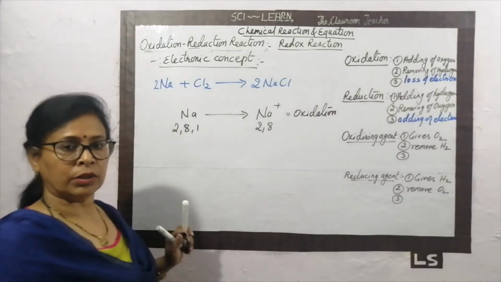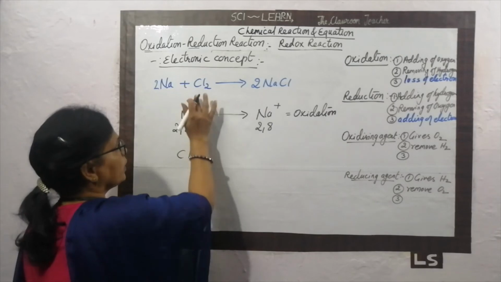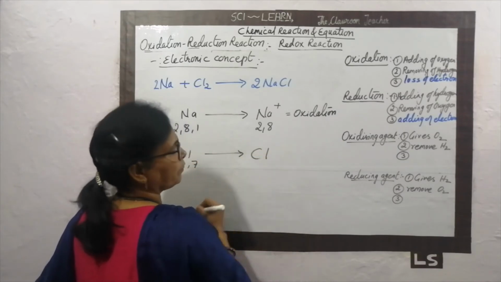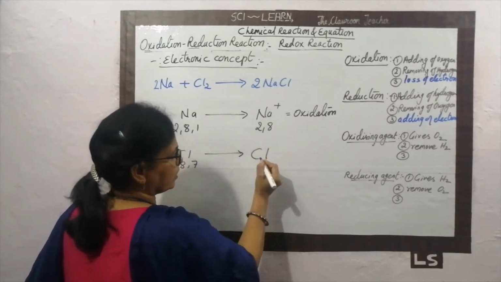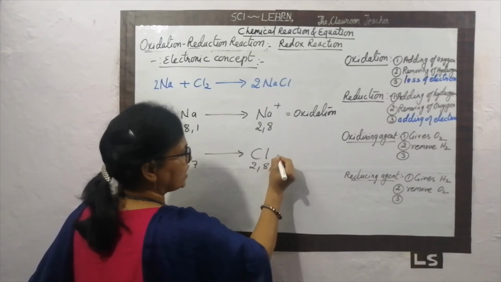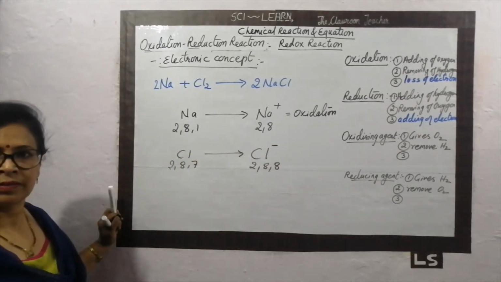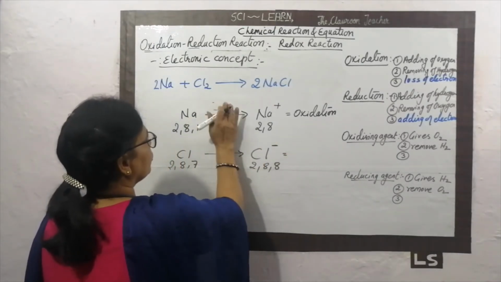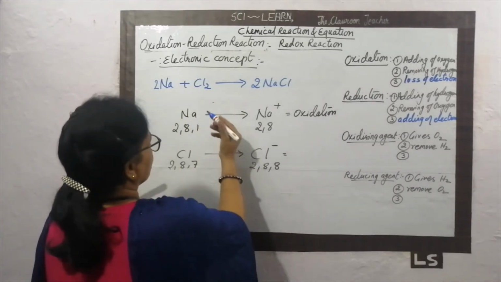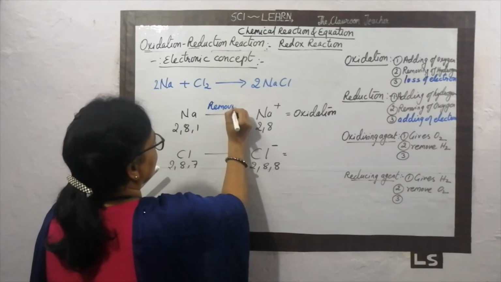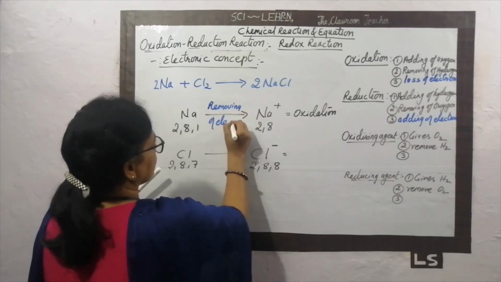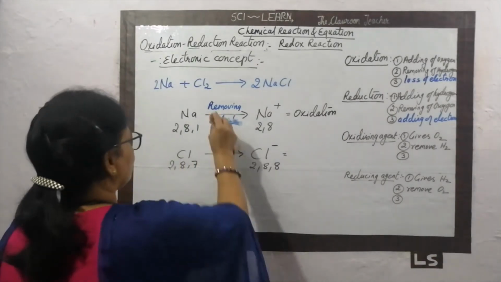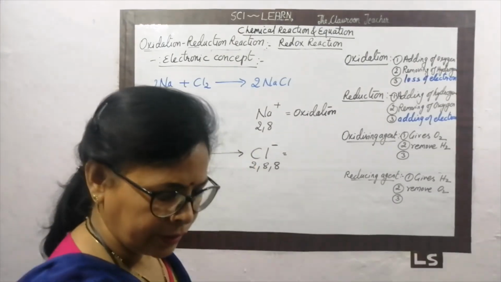Where is this electron going? We have the chlorine. This is the chlorine. You know very well, 2, 8, 7. What happened? This chlorine gained this electron, and it becomes 2, 8, 8. Here there is removing of electron. If you want to understand it better and show it properly, the way to write it is like that.